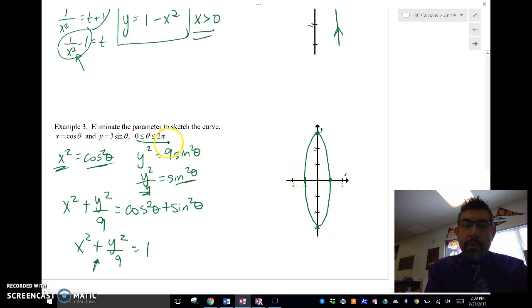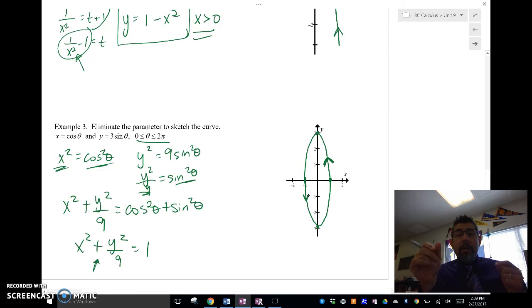All right, and it's 0 to 2 pi, so it makes sense to do that. And so in 0 to 2 pi, which way do we go? We go counterclockwise. So my arrow is going to go this way. Right? Counterclockwise. All right, so those are some examples of graphing parametrically defined functions, as well as taking parametrically defined functions and putting them back into rectangular ones. All right, we'll see you in the next video.